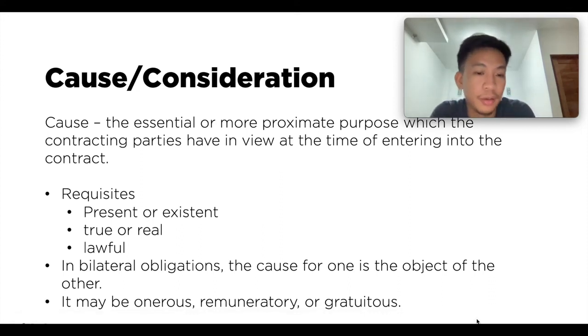Okay, here in bilateral obligations, the cost for one is the object for the other. So if both parties are debtors and creditors of each other, for example, yung cost or consideration depends really on whose point of view you are looking at. Pero pwedeng yung isang bagay or yung isang service could be the consideration and at the same time the object. Depende sa kung kaninong point of view yun. If it's from the point of view of the creditor, yung isa ay yung object, yung isa ay yung consideration. Pero from the point of view of the debtor, pwedeng yung doing sa object ni creditor could be the consideration for the debtor. So in bilateral obligations, it's really interchangeable.